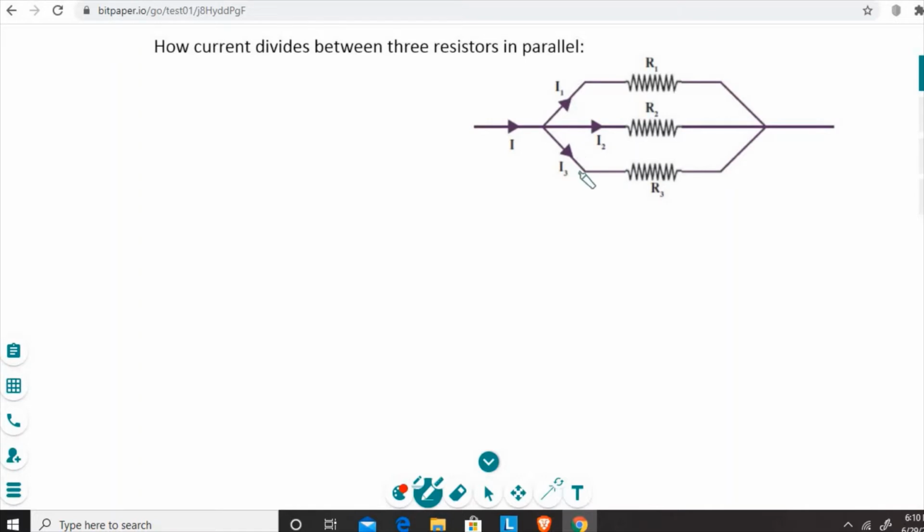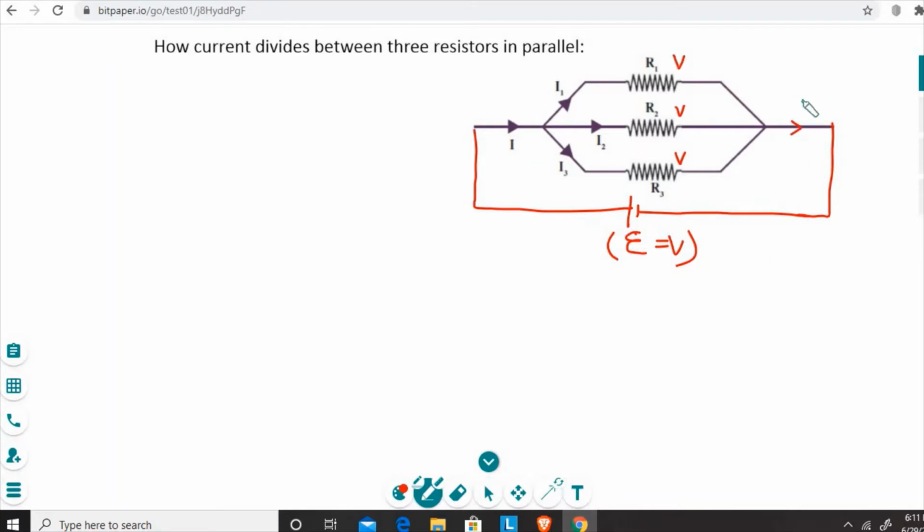Now here you have three resistors in parallel. It's the same thing. You extend that analysis for three resistors in parallel. So again, when you connect this to a battery, the voltage across each resistor would be the same. Here it would be V, here it would be V, here it would be V. And from charge conservation, you can see I is equal to I1 plus I2 plus I3.